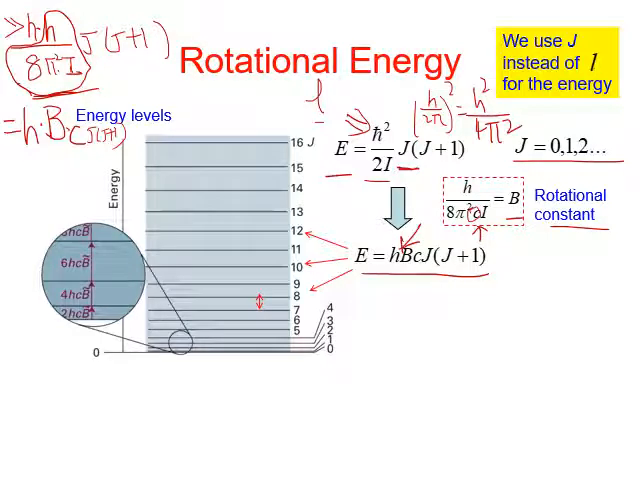Now, how do we find the frequency of light? We need to find the energy separation between adjacent energy levels. So let's say at J, this is the energy. What is the energy at J plus 1? You plug into this equation, replacing J by J plus 1. So that will be h, B, c, and J becomes J plus 1. And here J plus 1, and then plus 1 is J plus 2.